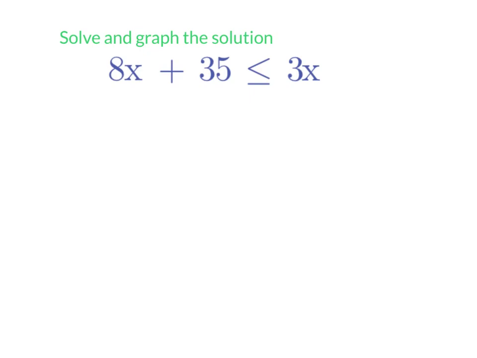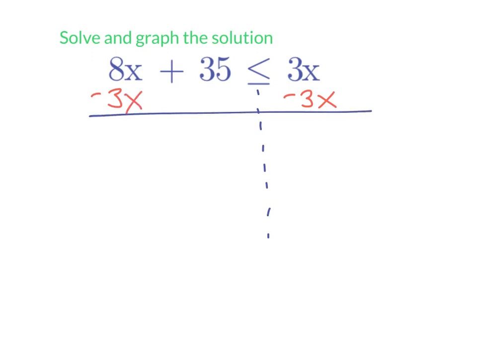So I noticed that I have variables on either side, so I want to bring my variables to one side of the inequality. So I'm going to start by subtracting 3x from both sides. A lot of you always like to, what we say, pick on that little guy. So 8x minus 3x is 5x, and then I have plus 35.